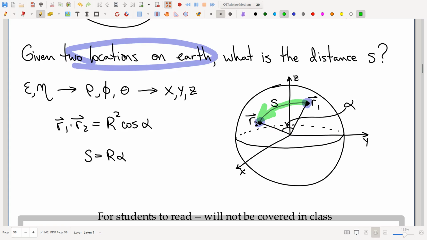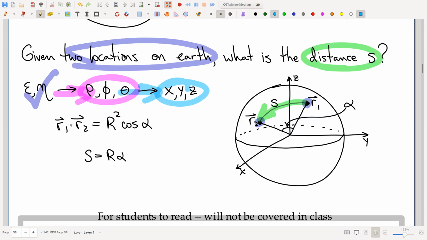What is that shortest possible distance? A lovely answer is to just realize that if you know the longitude and latitude of those two locations, we have equations just higher up on the page that tell us how to convert that into spherical coordinates. And we have equations on the previous page that tell us how to convert that into rectangular coordinates.